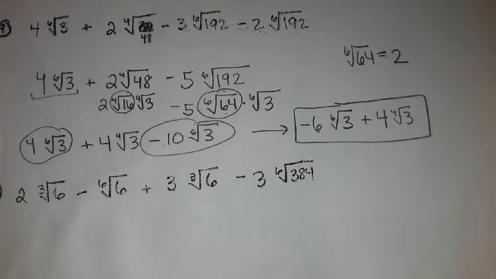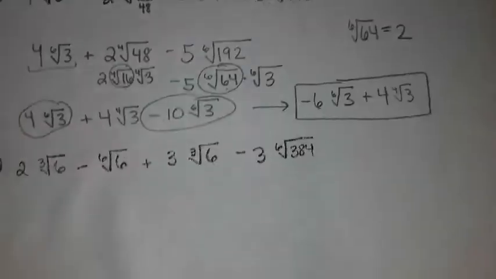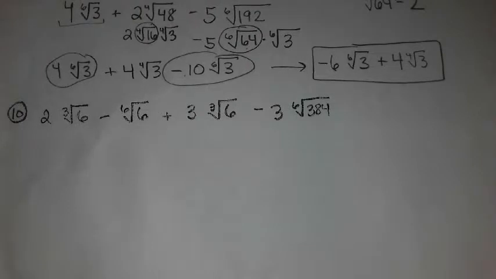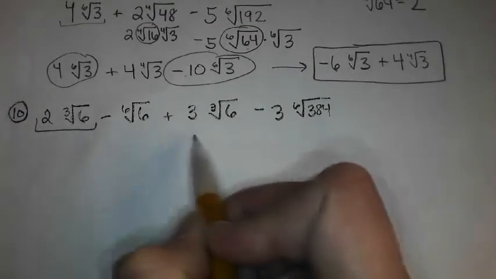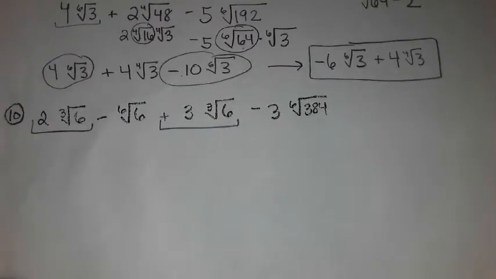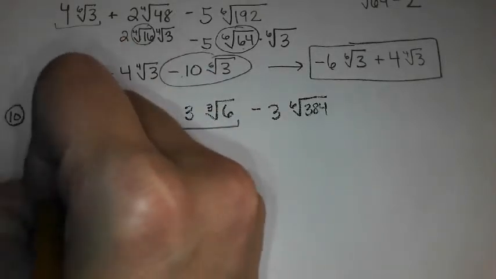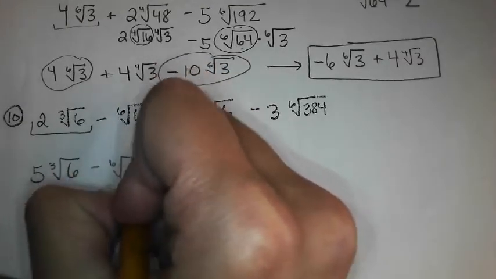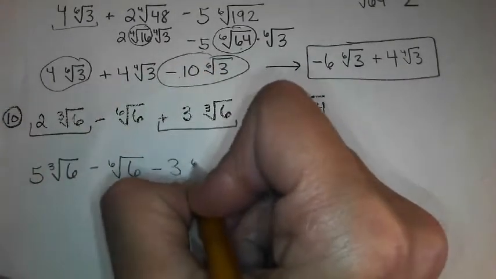All right, last one. Can we combine anything right off the bat? What do you think, Kelly? No? Look again, my dear. There's some like terms in there. What are they? Right. Those are like terms right off the bat. So 2 and 3 makes 5 of those. And then the rest is the same.